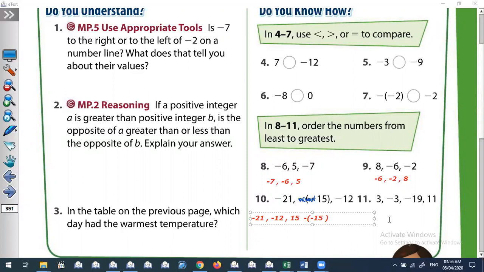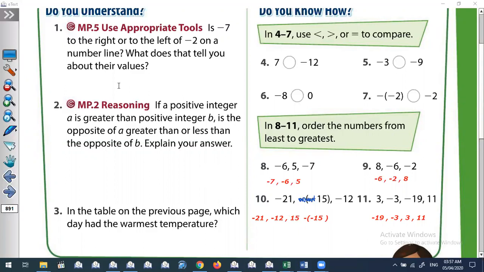The next one, number 11. Order from least to greatest. You should start with the negative number. Here we have negative 3 and negative 19. Which is smaller? Yes, the smaller is negative 19. So start with negative 19. After that, negative 3. Now we still have 3 and 11. Which is the smaller? The smaller is 3, sure. 3, after 3, 11.